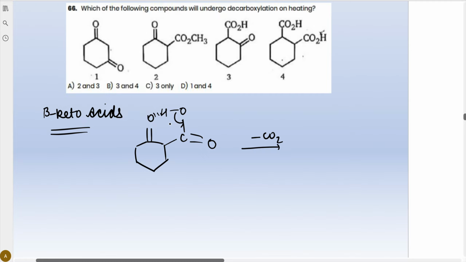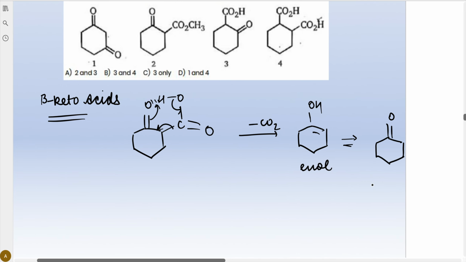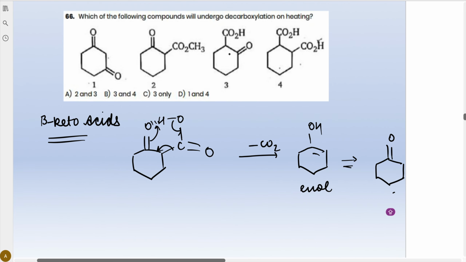This oxygen will break and this double bond will come. So here you will first get an enol, and after tautomerism you will get back your keto form, cyclohexanone. So the answer should be cyclohexanone. Which one will give it? Answer 3 will give it easily, because see, this is alpha, this is beta. At beta you have a keto, so beta keto acids can give it.